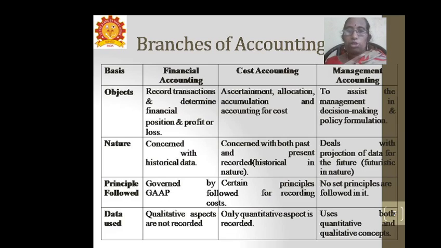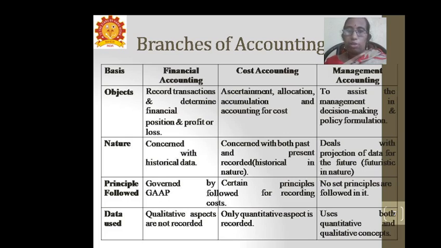The basic objective of financial accounting is to record the transactions and determine the financial position, the profit and loss. For cost accounting, they are going to ascertain the cost, with the allocation of the cost and the accountability of the cost being taken. Similarly, management accounting facilitates the analysis of the financial statements so that proper decision making can be done.